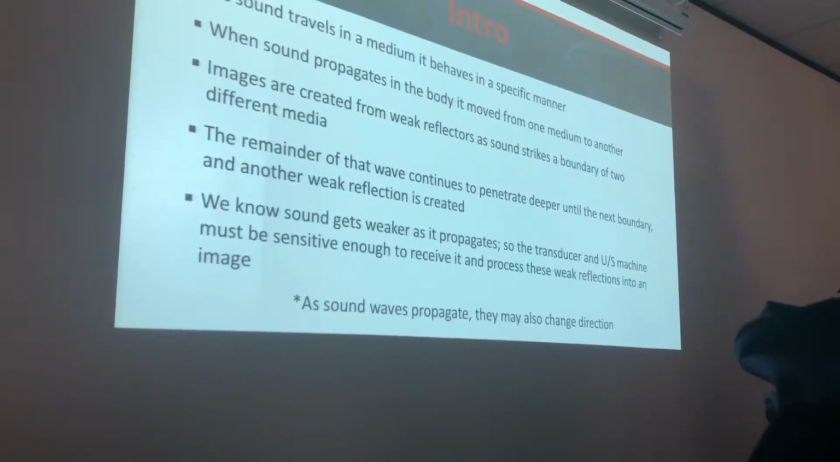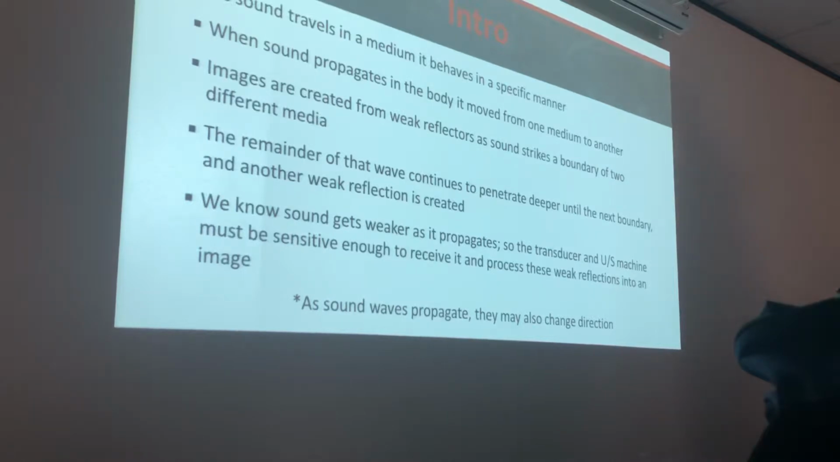When sound hits a different border or boundary, some of that sound is going to continue through and transmit. Some of that sound is going to reflect back to the transducer. Remember, the intensity that the sound reflects back to the transducer equates to a level of brightness. If it's a high reflector, it's going to reflect back really white. If it's not a high reflector, it's going to transmit and appear black, such as fluid. Fluid is going to continue to transmit.